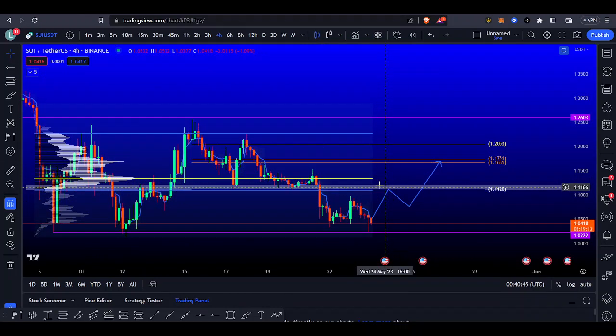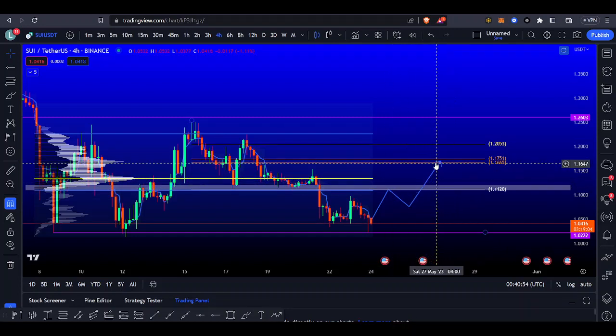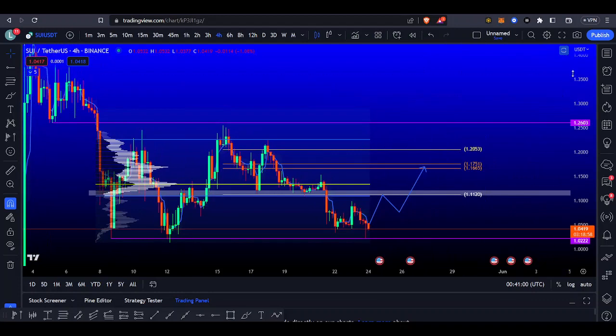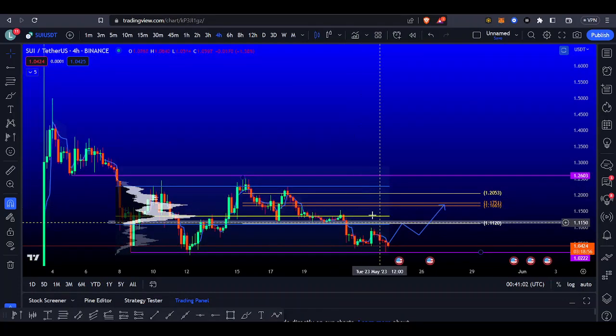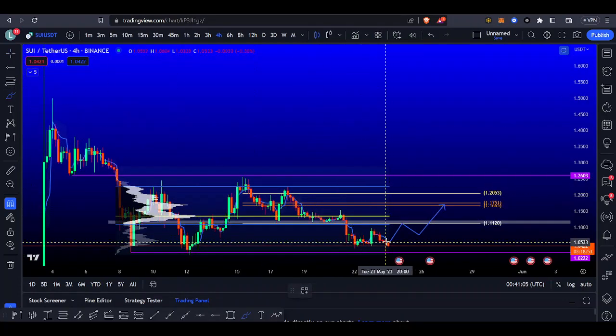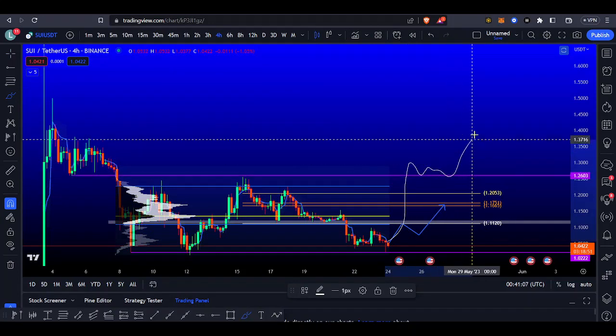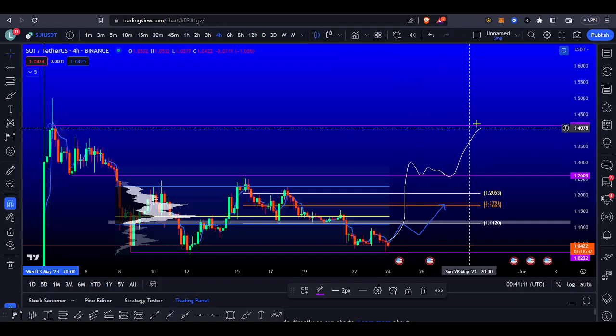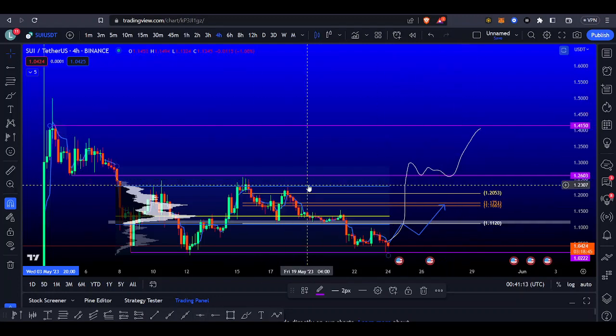up, test this support here or resistance, possibly flip it, consolidate here a little bit before moving higher, hitting the golden pocket, and then slowly getting sucked into the value area high. And if that also keeps on moving up higher, obviously the next area will be up here before moving higher, and then this will be the next resistance, right? So that's all I got for SUI today.